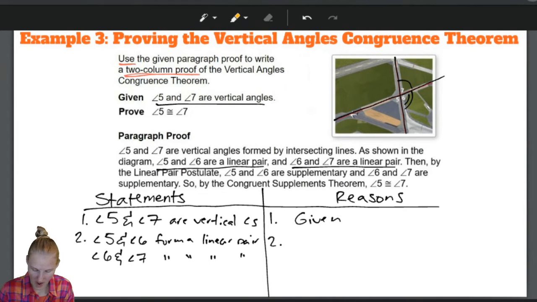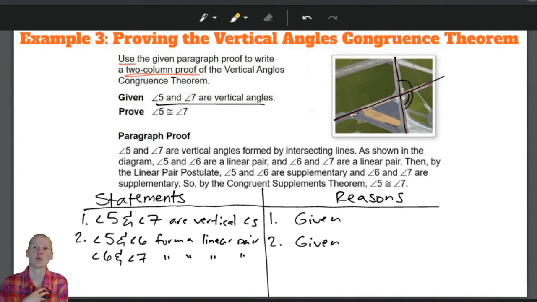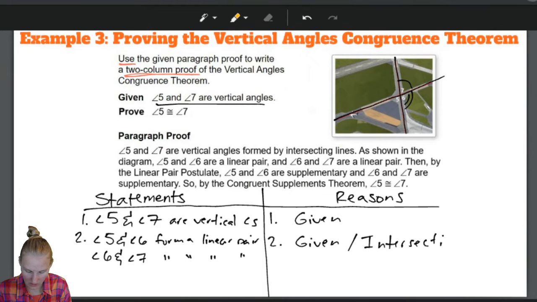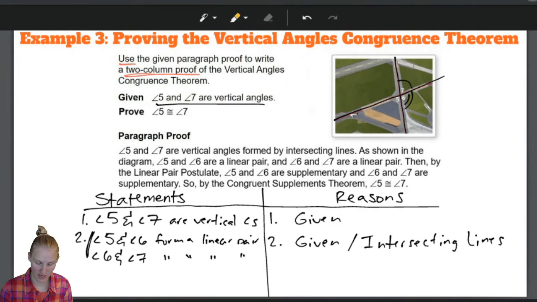Notice how it said, as shown in the diagram. So we can say given, because it's in the diagram. We can also say intersecting lines, because of the intersecting lines, this happens. So you can say given, or you can say because of the intersecting lines. Whichever one of those you want to say. And the reason I put these in the same step is because they have the same reason. And I didn't want to write the reason twice.